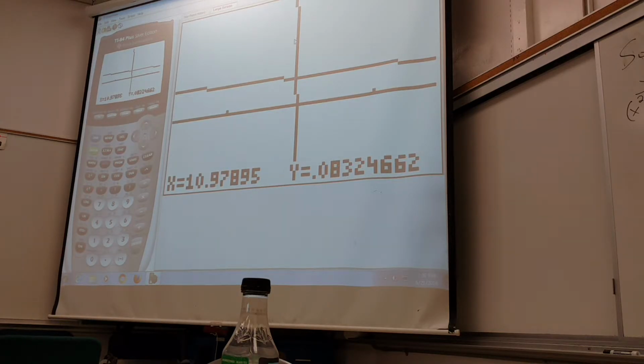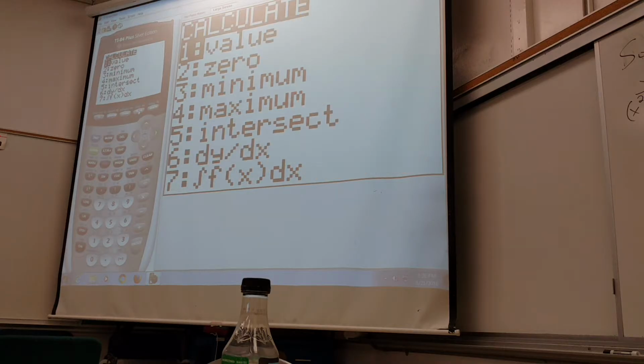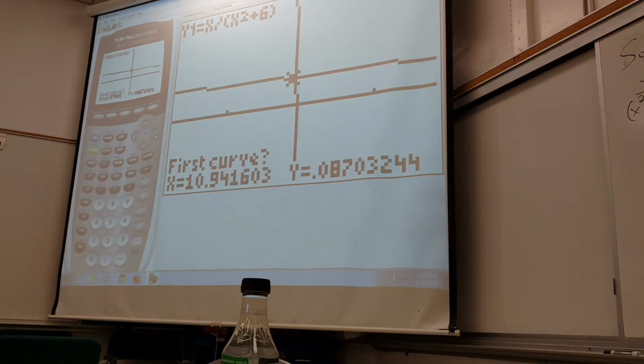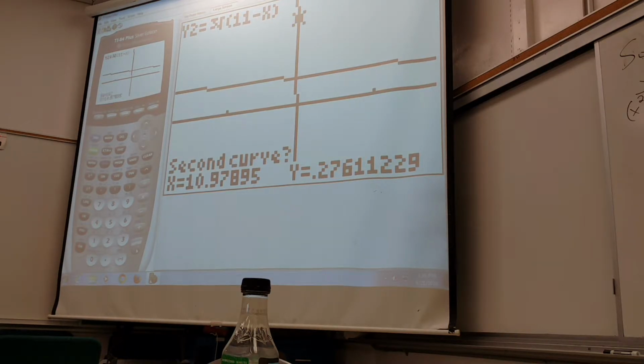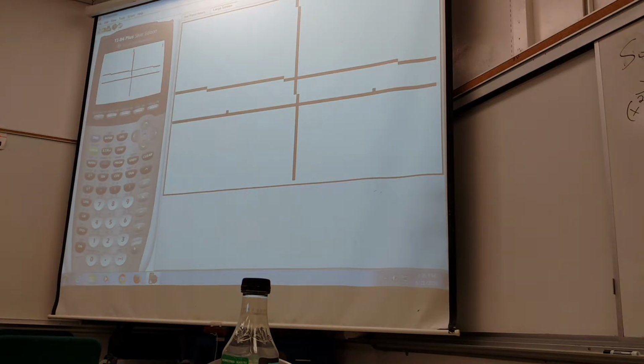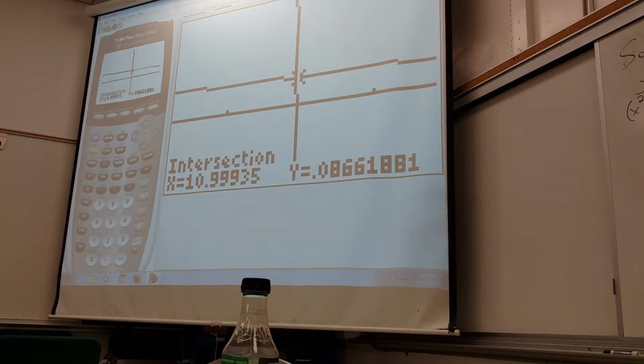And now I just apply the process, which is what? Where do I go to get the intersection? Calculate. Good. I hit second, Trace to get to calculate. Five. And remember, I went through all the steps, but it's just put the cursor on the answer and hit Enter. Enter. Well, the cursor went too far away. What are you doing, you crazy? All right, Enter. There you go. 10.9, almost 11.